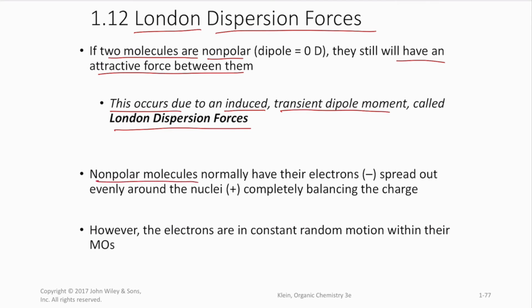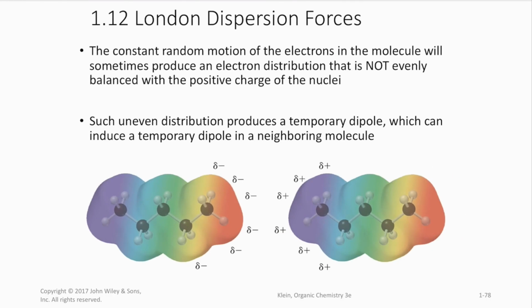So non-polar molecules normally have their electrons spread out evenly around the nuclei, balancing the charge. But the electrons are in constant random motion within their molecular orbitals. Because of that constant random motion, it creates an uneven distribution of the molecule's electrons. And once the uneven distribution happens, it creates what we call a temporary dipole.